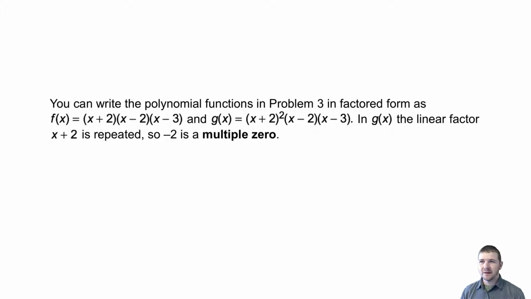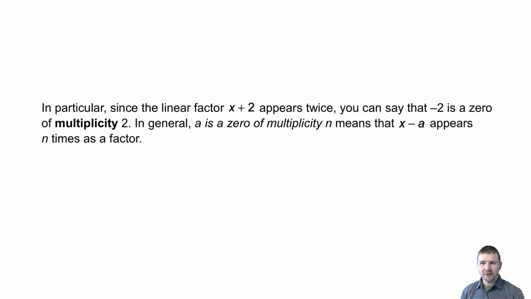In g of x, the linear factor x minus 2 is repeated, so 2 is a multiple 0. In particular, since the linear factor x minus 2 appears twice, you can say that 2 is a 0 of multiplicity 2. In general, a is a 0 of multiplicity n means that x minus a appears n times as a factor.